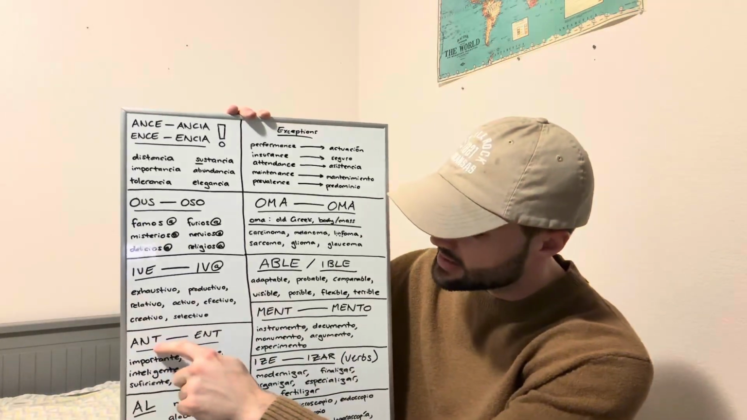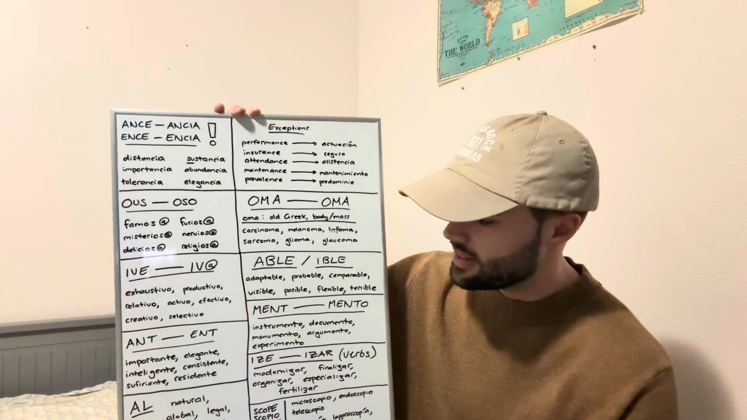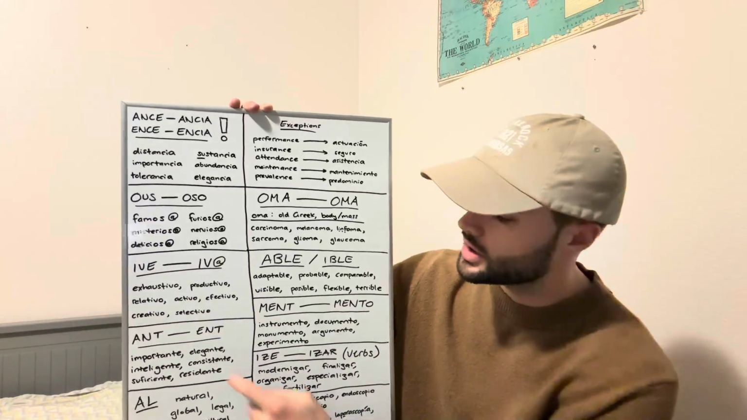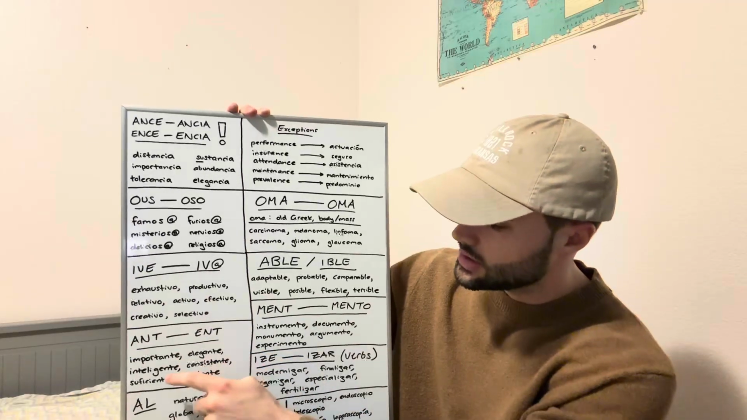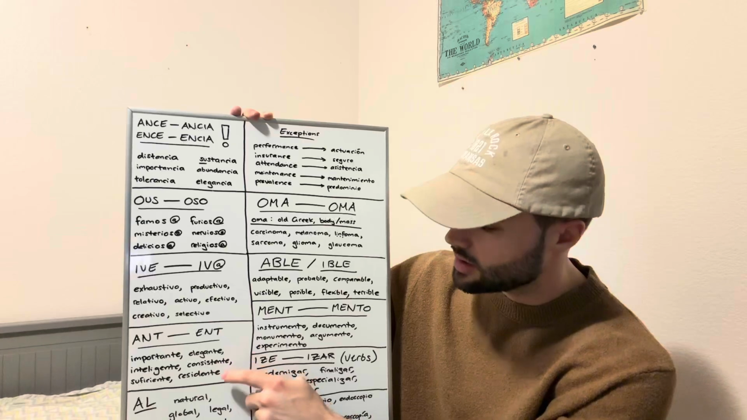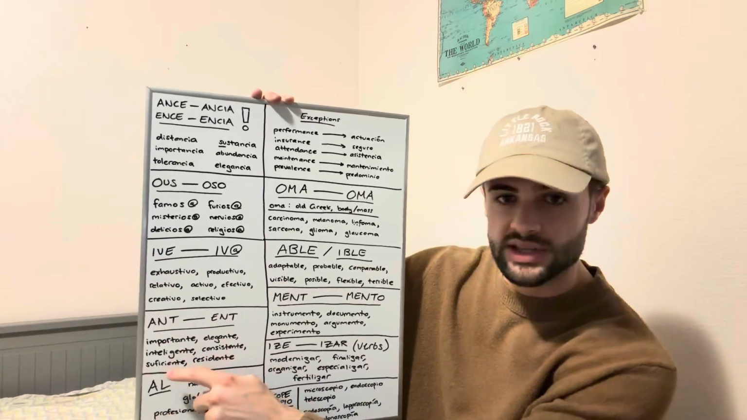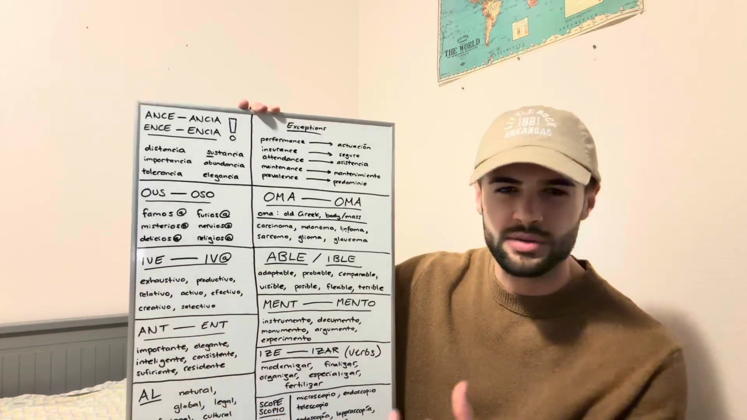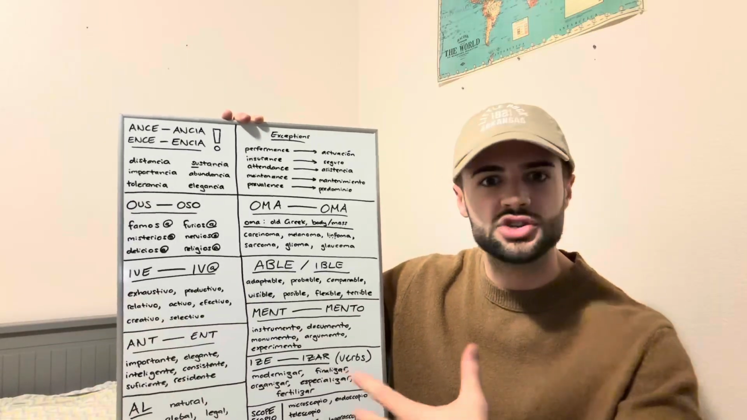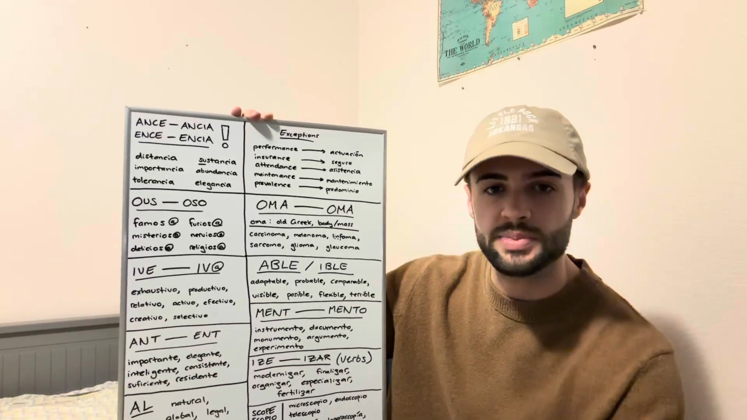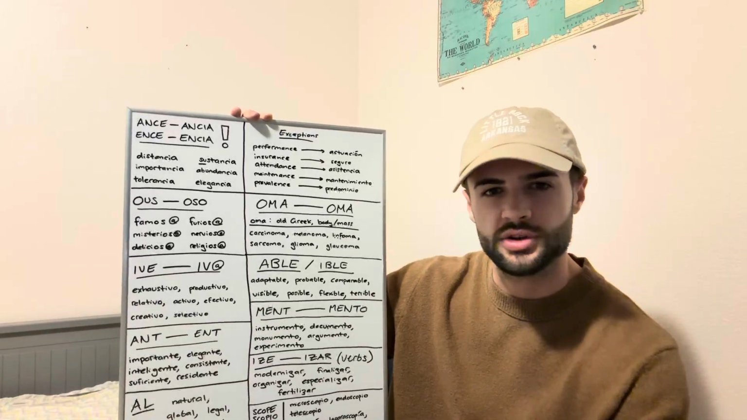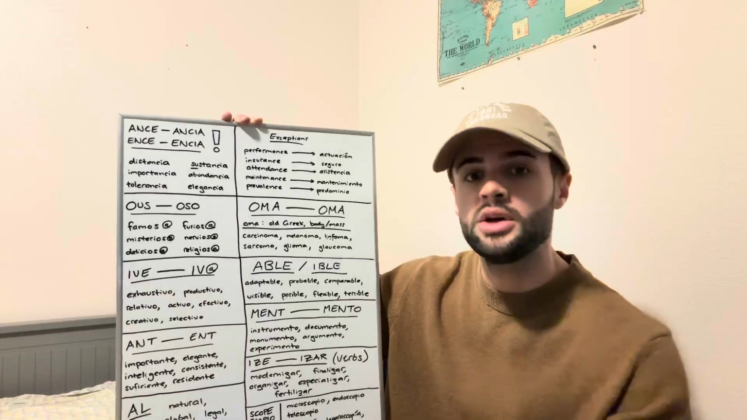Next rule, ANT and ENT rules. They effectively stay the same, except you add an extra E at the end of the word. Importante, elegante, inteligente, consistente, suficiente, residente. Note that in suficiente, relative to English, when we spell sufficient, we include two Fs, but there's no double Fs in Spanish, so it just switches to suficiente.